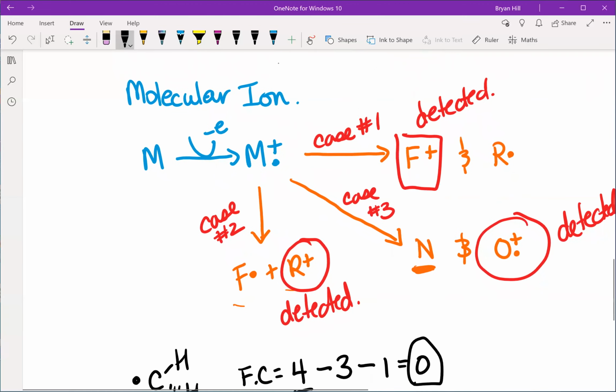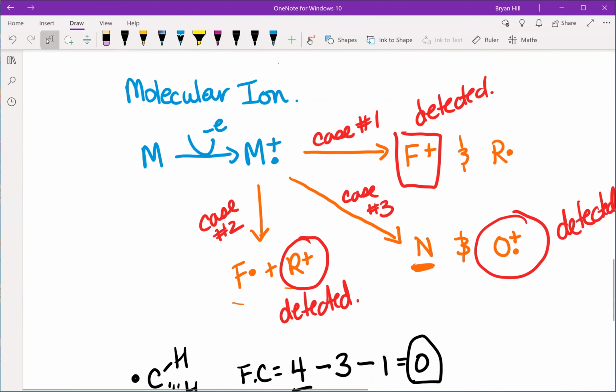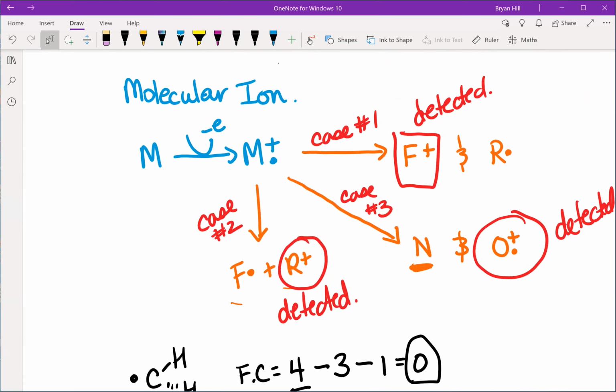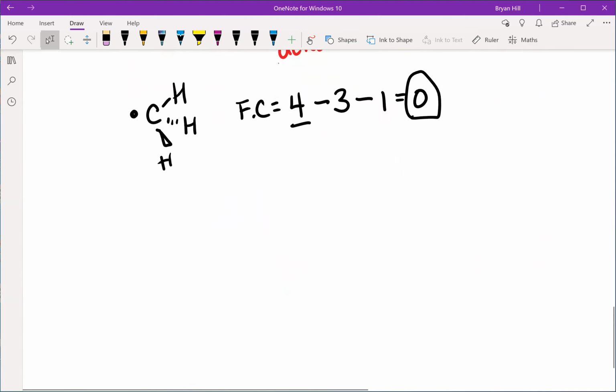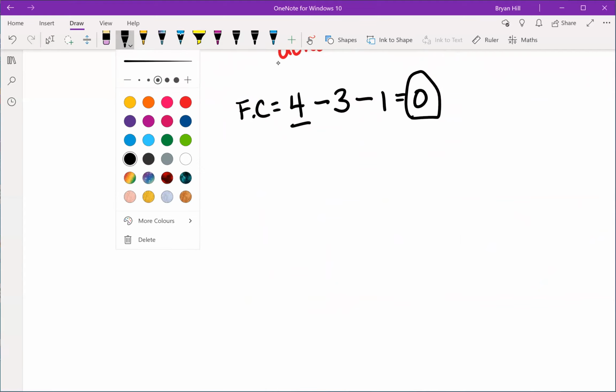Okay, so what I wanted to show you today was some common ways in which molecules fragment. So my next question is, let's see, let's put a colored thing here.